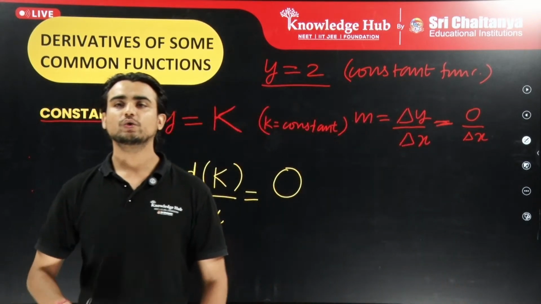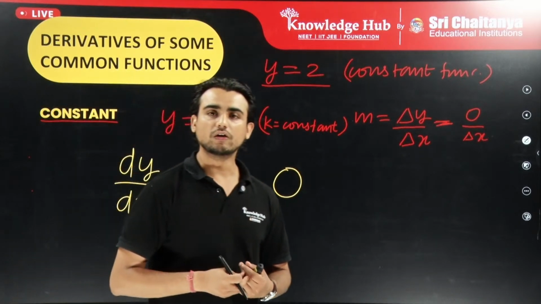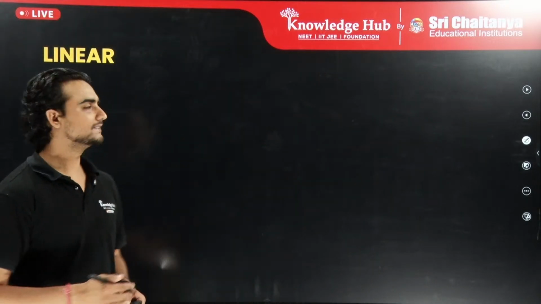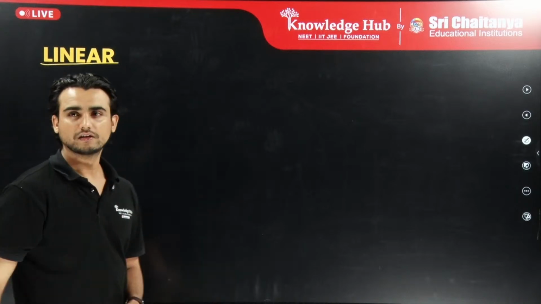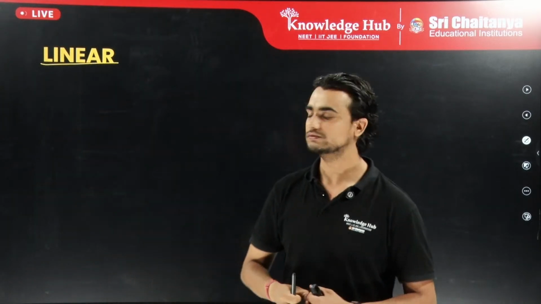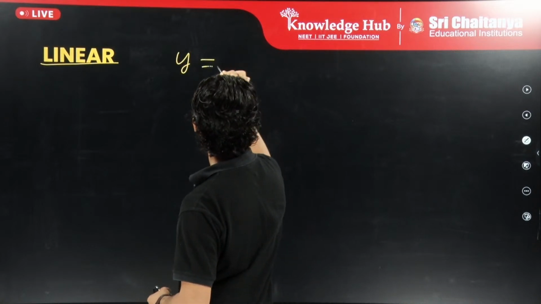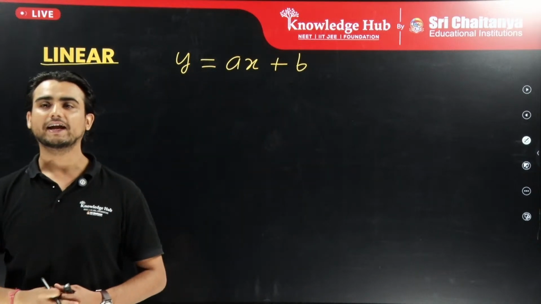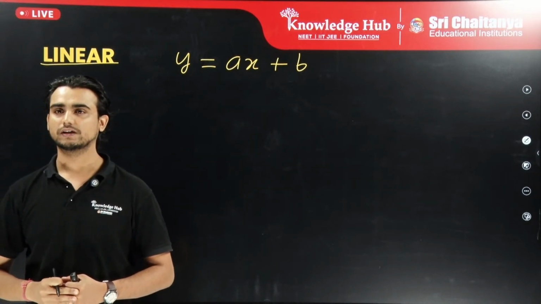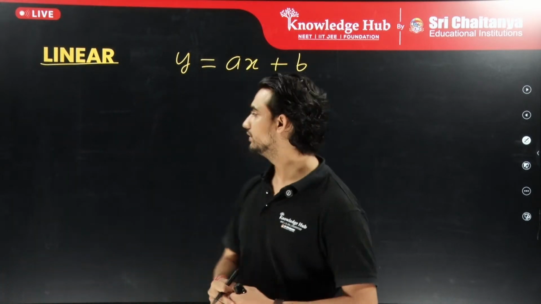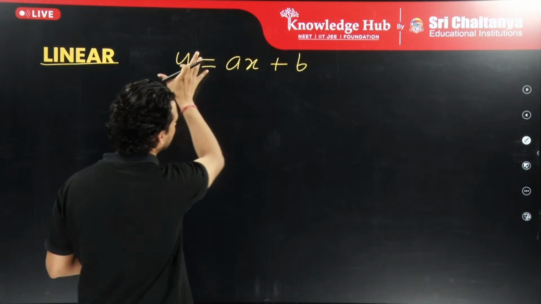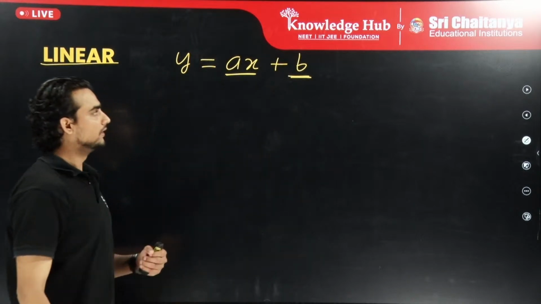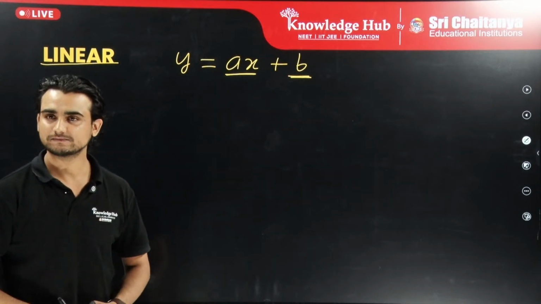So what do you have to note? You have to note that the derivative of a constant function is 0. Let's move on to the next. Let's say I have a linear function. What do I mean by a linear function? y equals ax plus b. This is defined as a linear function. For the derivative of a linear function, I can break this function into two parts: one is ax and one is a constant. We already know that this constant will not change.